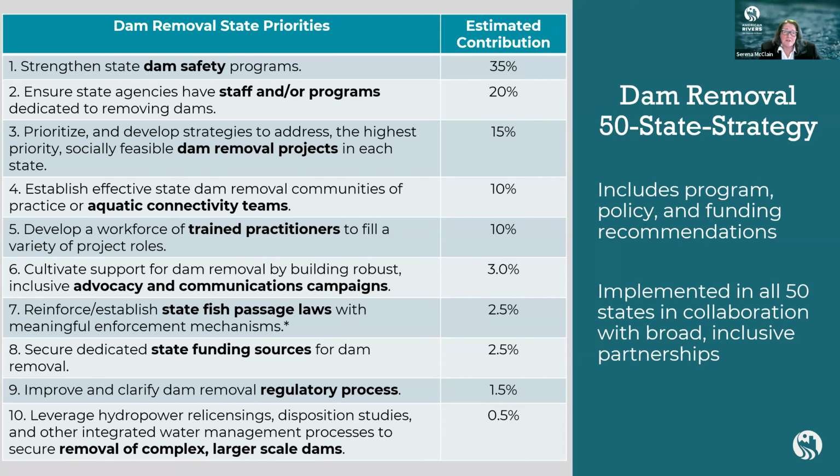Number two, ensure state agencies have staff and or programs dedicated to removing dams. The crux of this strategy is institutionalizing dam removal as a restoration practice at the state agency level in a way that transcends attrition and politics. What often starts with individual leadership, and I know there are likely many of you on this call who are really leading this work in your state agencies, starts with a person or a small group of people. We really see a shift in effectiveness when it turns into an institutionalized program.